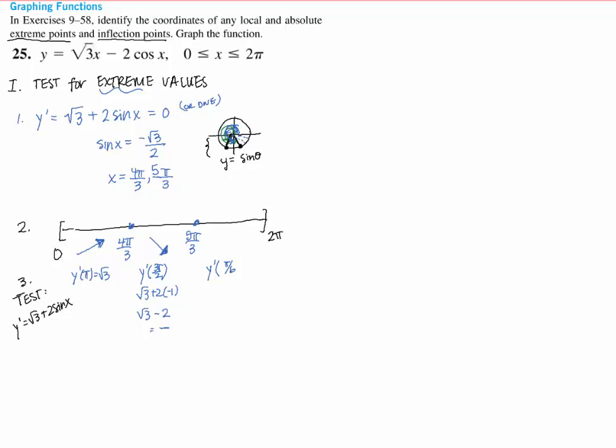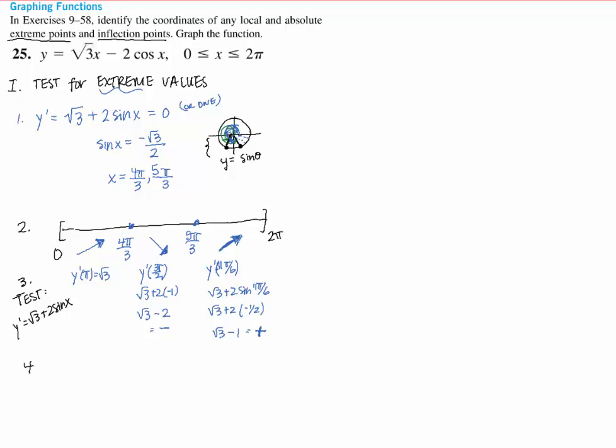2 pi in terms of pi over 6 would be 12, but we're not quite there. So we must be at 11 pi over 6. So that's the square root of 3 plus 2 times the sine of 11 pi over 6. And 11 pi over 6 is negative half. That's the square root of 3 plus 2 times negative 1/2. The y value is negative there. So the square root of 3 minus 1, that's a positive value because the square root of 3 is 1 point something, take away 1. So now I know that the function is increasing on that interval as well. So that's the third step.